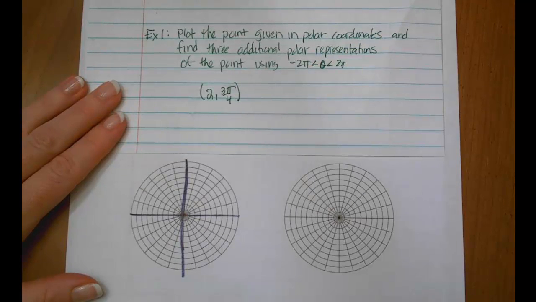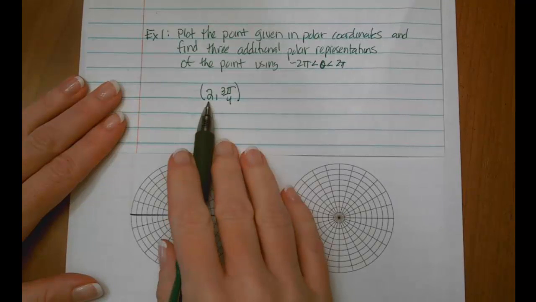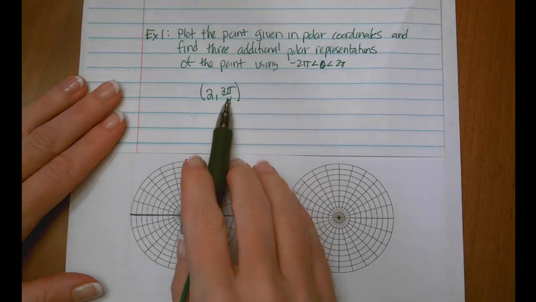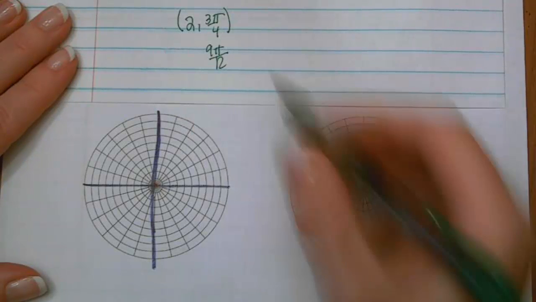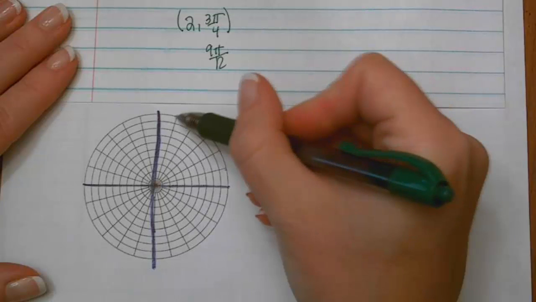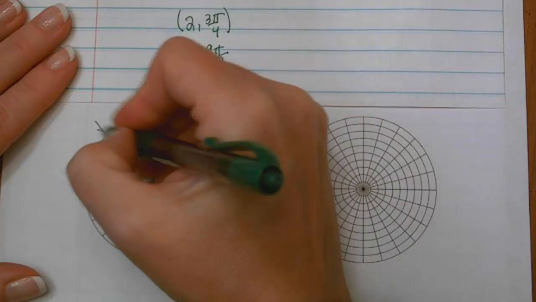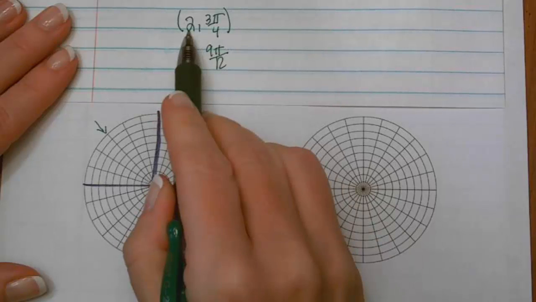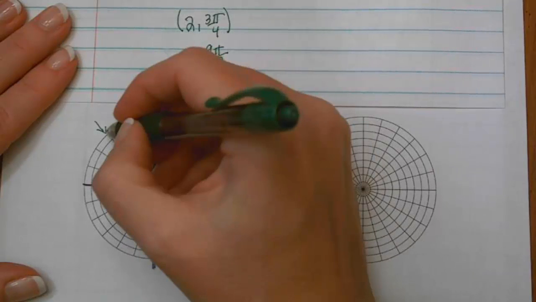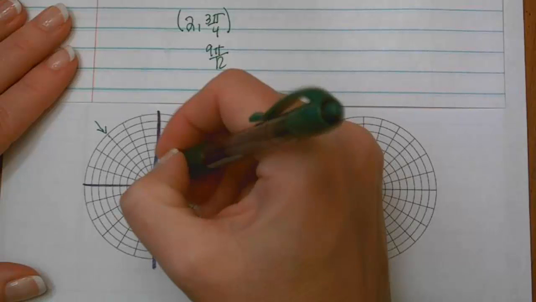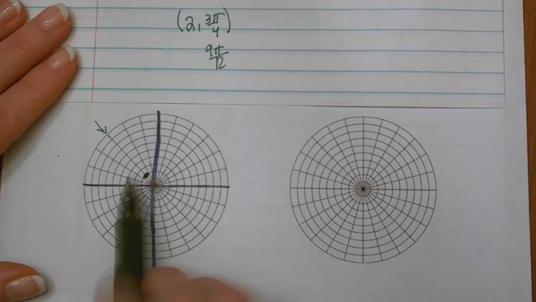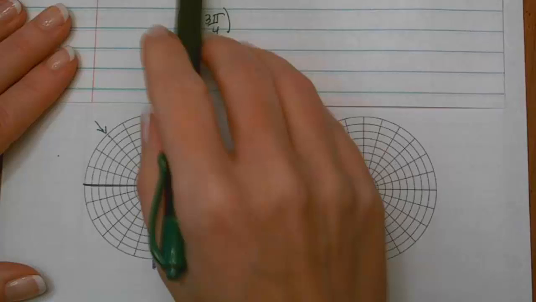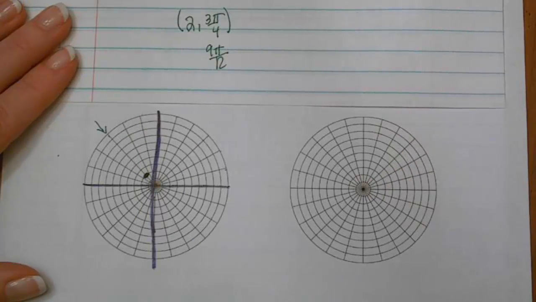My apologies. All right, so when I want to graph 3 pi over 4, if I locate 3 pi over 4 in twelfths, that is going to be 9 pi over 12. So I'm going to go 1, 2, 3, 4, 5, 6, 7, 8, 9. So this is the ray that I'm looking for. r is positive 2. So on this ray, I'm going to go out 1, 2, and there is my point plotted in polar coordinates. Now, we need to represent this point using 3 additional polar representations.